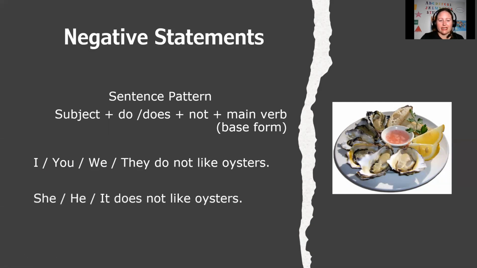For he, she, and it, you're going to use the verb does. She does not like oysters. Notice the S is on does. The verb like does not have an S. You only need an S on the first verb for he, she, and it, the third person singular.